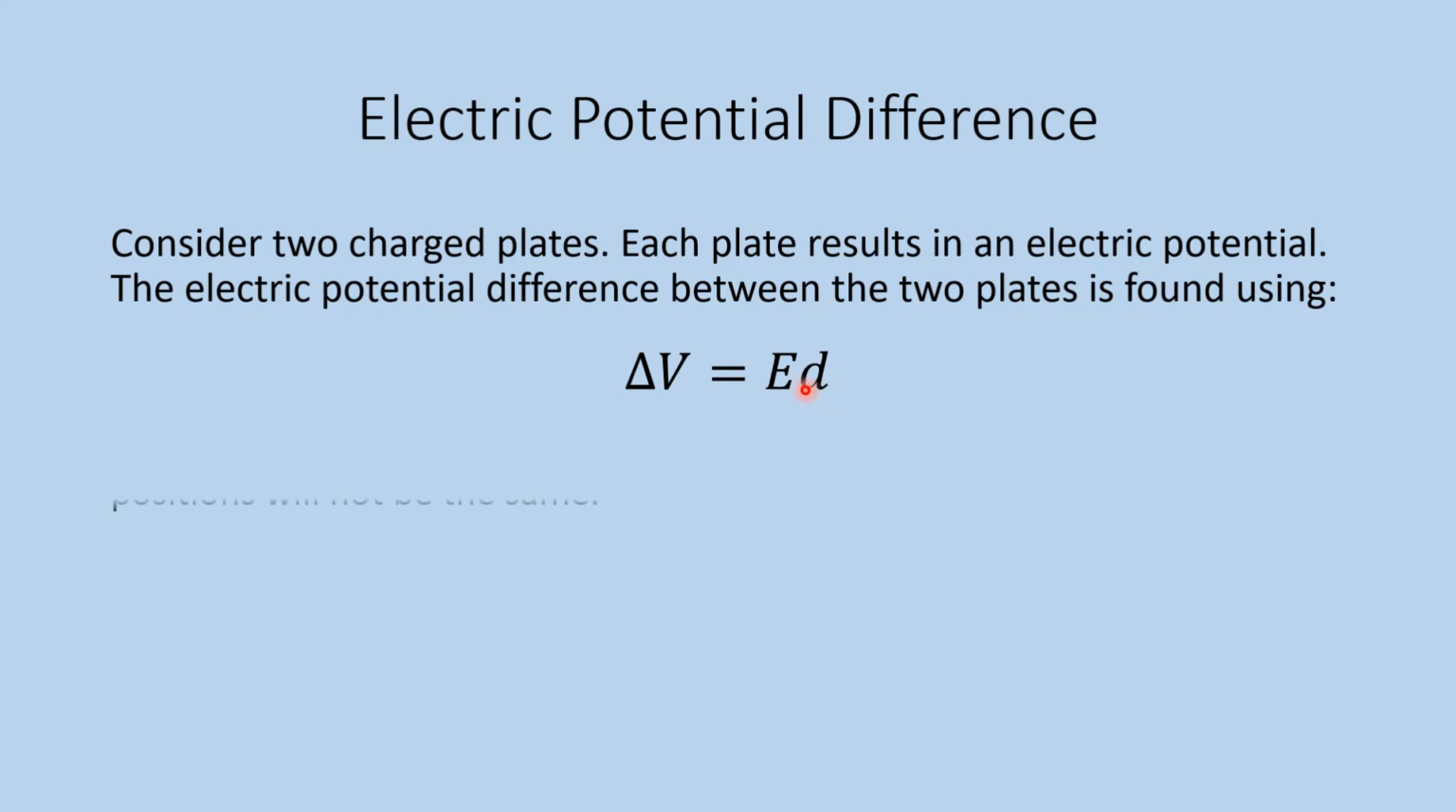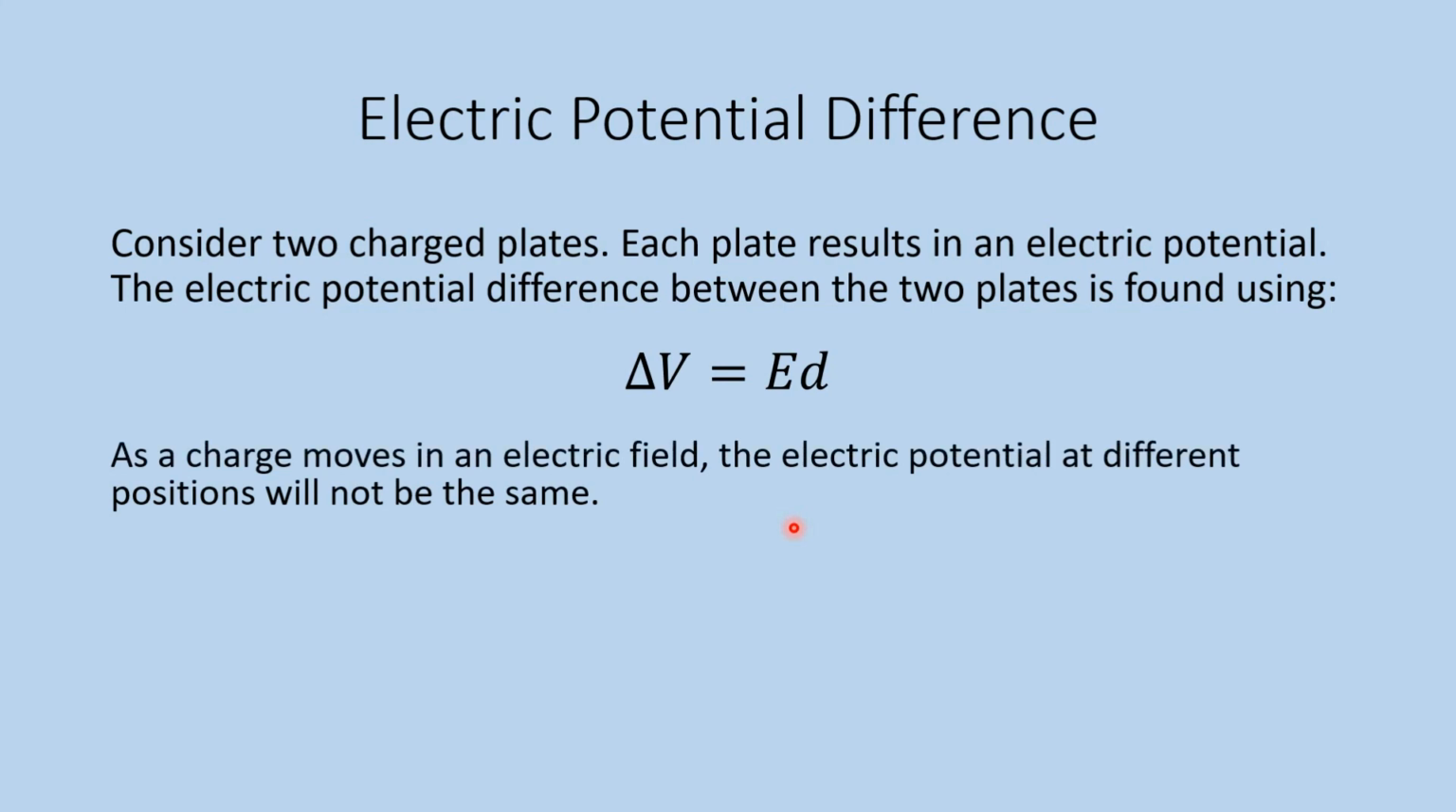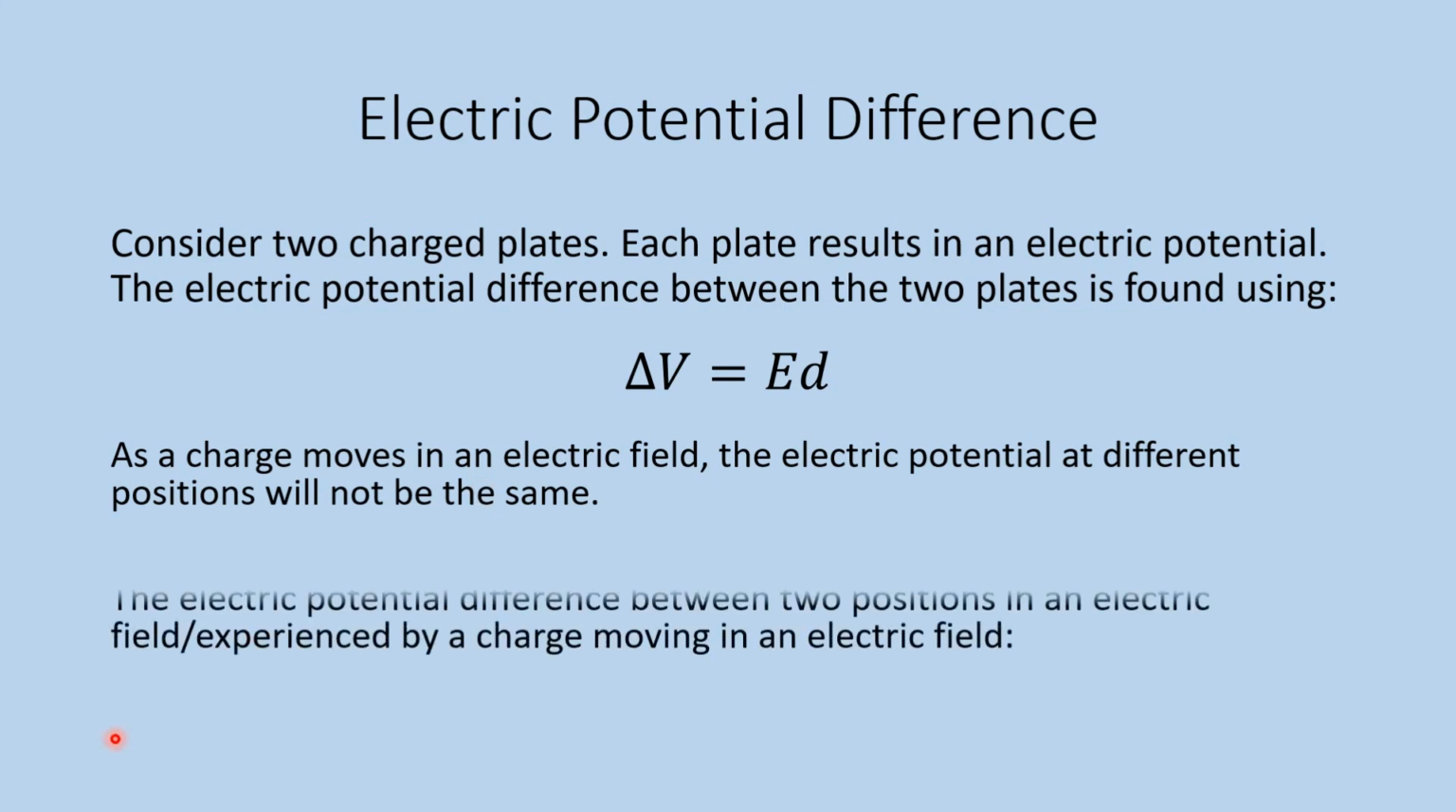Now the second case that we have to consider is when a charge moves in an electric field. At each position in the electric field, the electric potential is different. So the electric potential at different positions will not be the same. Then there should be a difference between the two positions where the charge is. So the electric potential difference between two positions in an electric field, or experienced by a charge moving in an electric field, can be found using this formula.